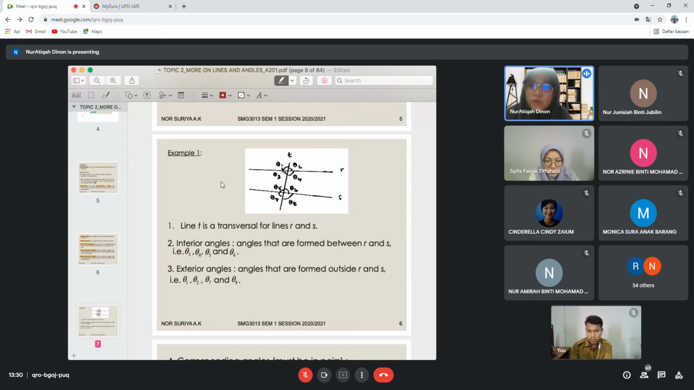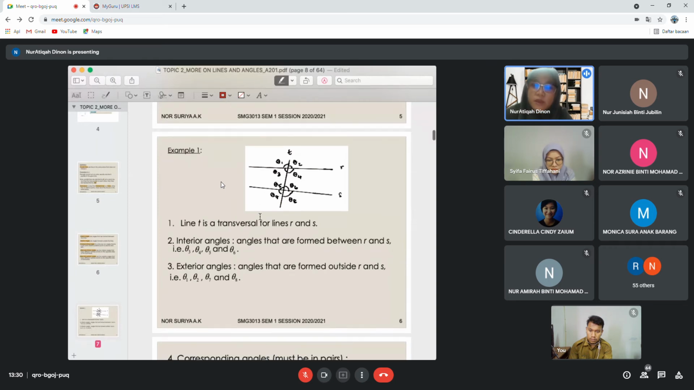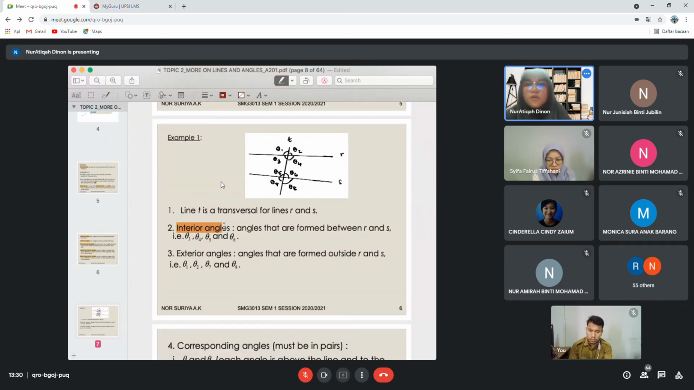Okay, so we have theta 1 here, theta 2, theta 3, 4, 5, 6, 7, and 8. So remember, we have 5 different names of angles that we can describe from this diagram. So first is interior angle. Interior angles are formed between R and S. So this is R and this is S. This is where the interior is. Okay, so theta 3, theta 4, theta 5, and theta 6 will be the interior angles.